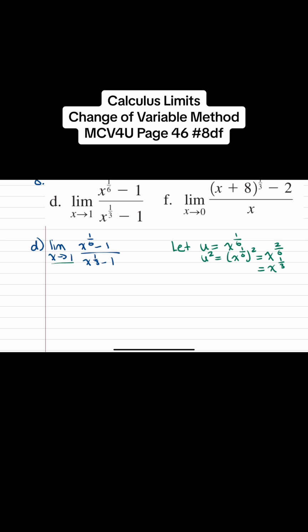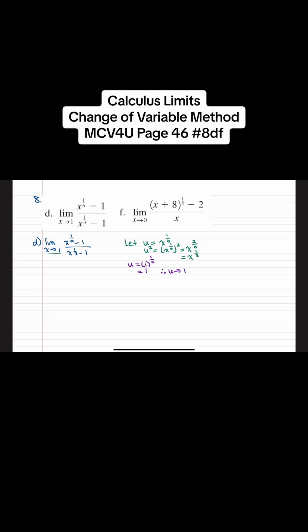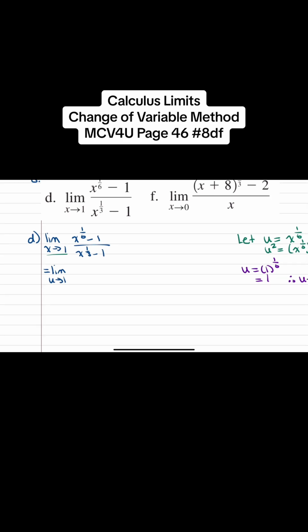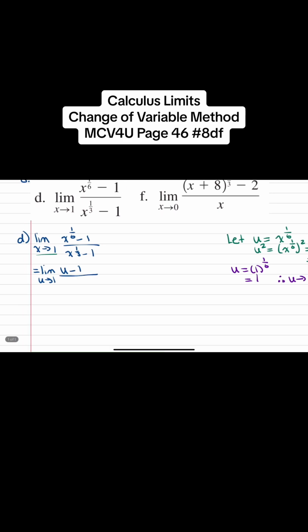Right now we have the limit as x approaches 1. However, we want it in terms of u because we changed everything to u. All we have to do is plug in x equals 1 into u equals x to the 1 over 6. This gives us 1 to the 1 over 6, which is just equal to 1. Therefore, this will be u approaches 1. We can now go ahead and rewrite this as the limit as u approaches 1 of u minus 1 over u squared minus 1.